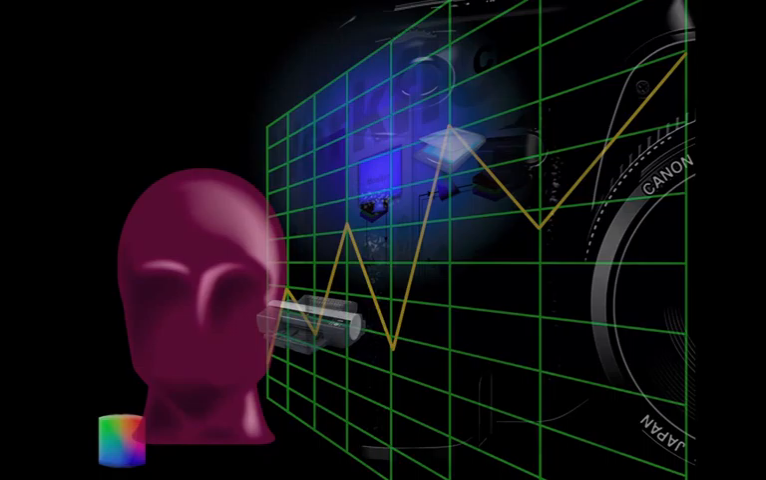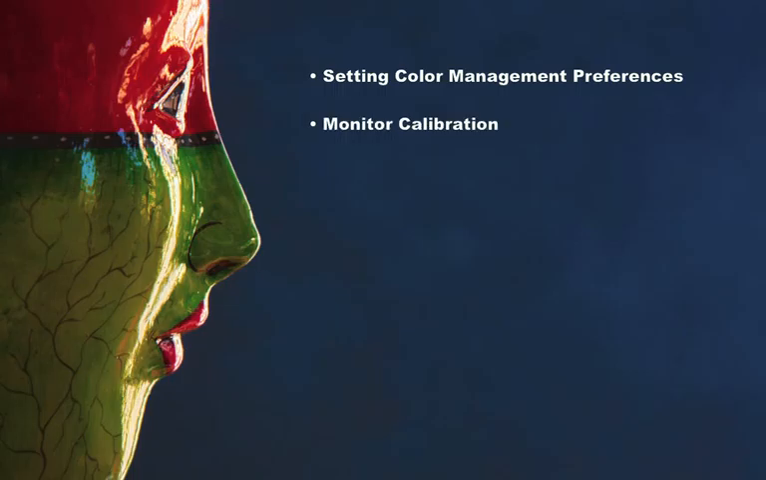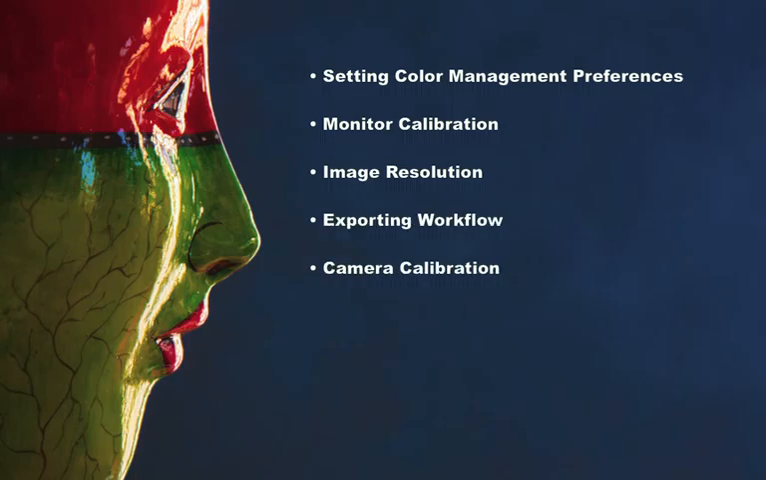Here are some of the things we'll cover. Setting color management preferences in Photoshop and Lightroom, and maybe a few more. Monitor calibration, image resolution, batch processing your images, and camera calibration.